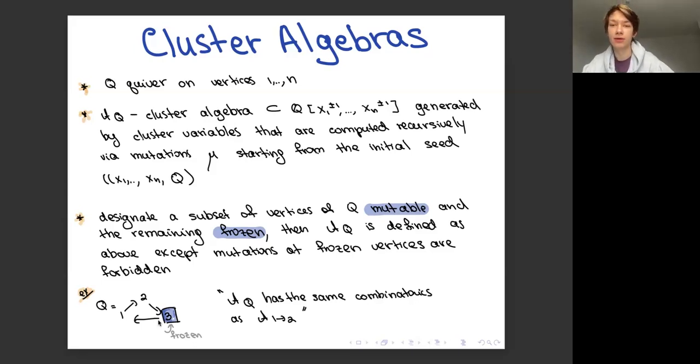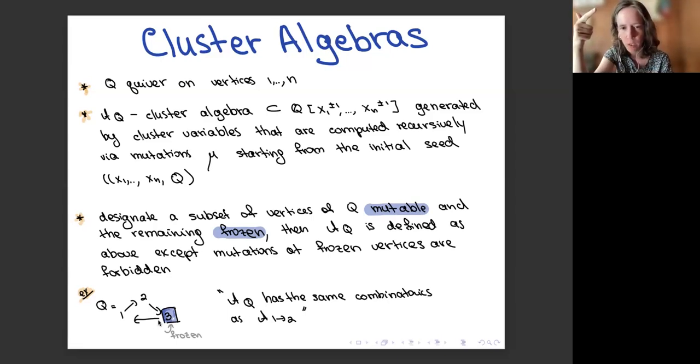When you say that A_Q has the same combinatorics as A on vertices 1, 2, you mean that if the vertex is frozen, its cluster variable is still in the algebra? Yes, the cluster variable is still in the algebra, but if you set the frozen variables to be 1, then you recover the other cluster algebra. So they have some information, but the number of seeds, the type of the cluster algebra, the number of quivers and so on remain the same.